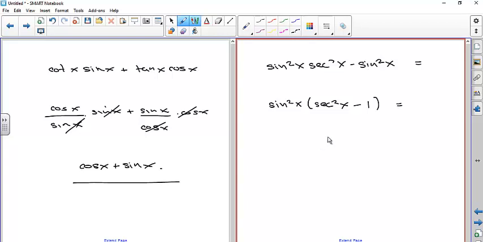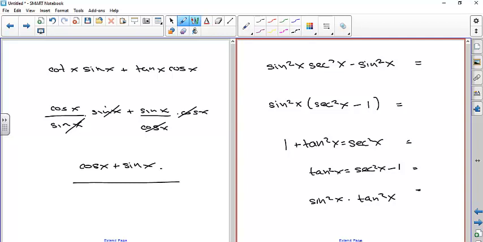That in itself is not that much of a simplification, but remember we have this Pythagorean identity involving the tangent and the secant. If I subtract 1 from both sides, I get that. So I can replace secant squared x minus 1 with tangent squared. So I get sine squared times tangent squared. So that is simplified.